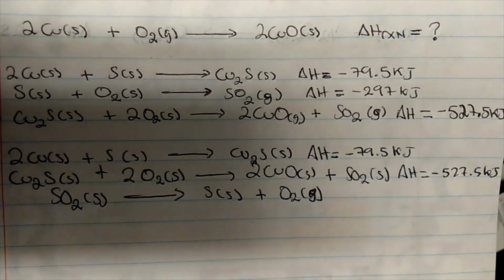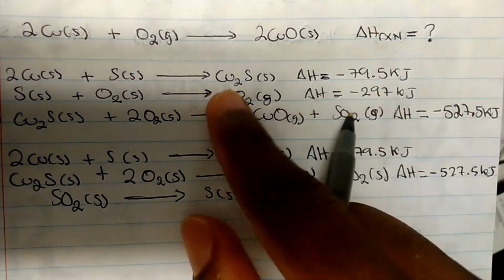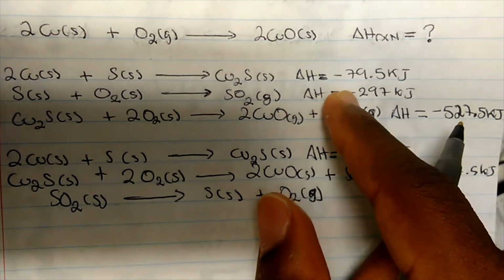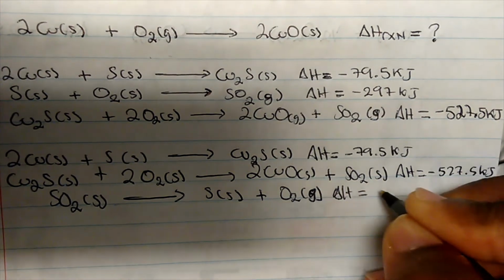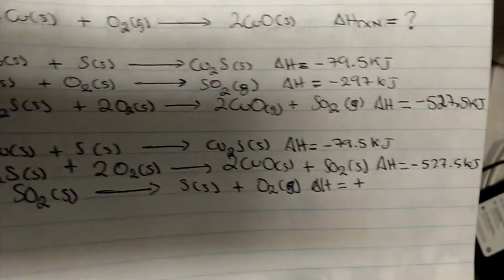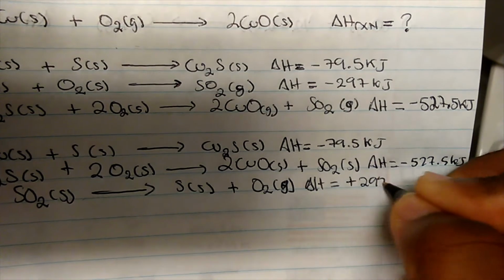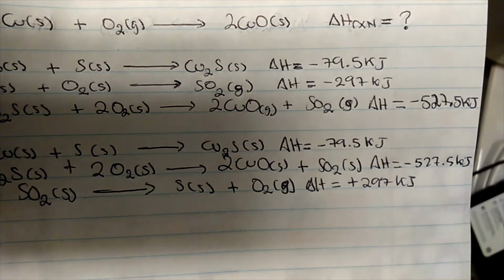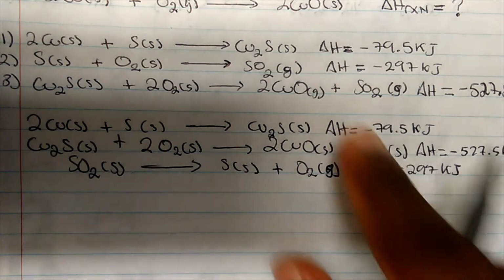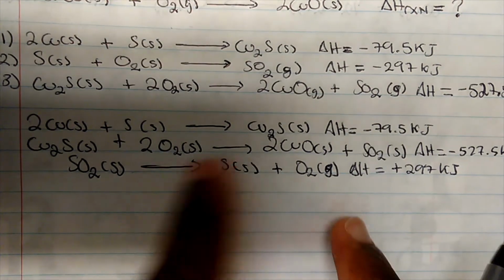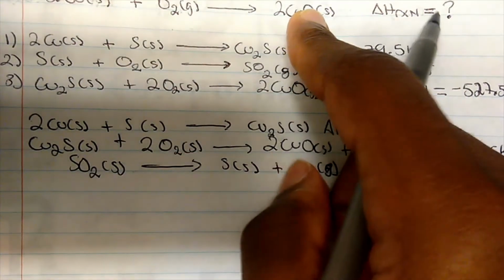Now the idea is whenever you flip the equation, the sign of the enthalpy change flips. So this is now a positive delta H, which would be positive 297 kilojoules. Okay, and the idea is whenever you're done manipulating the equations, they should add up to just the target equation. So let's see.